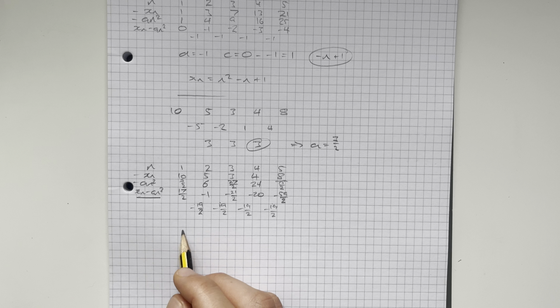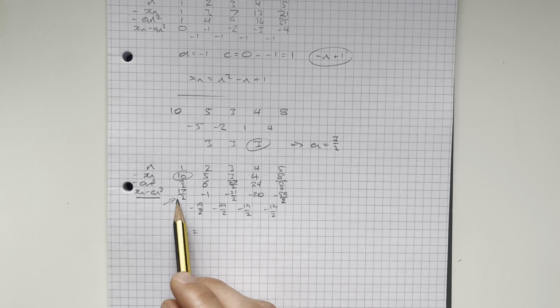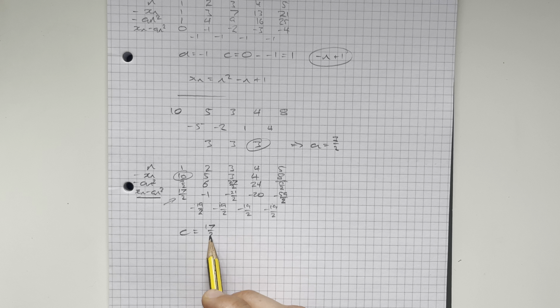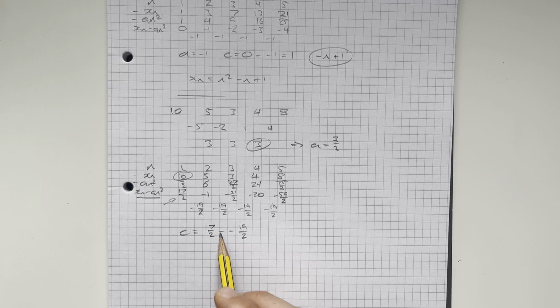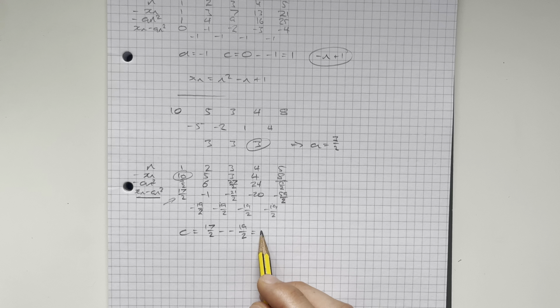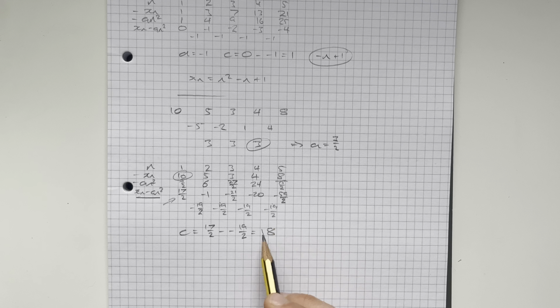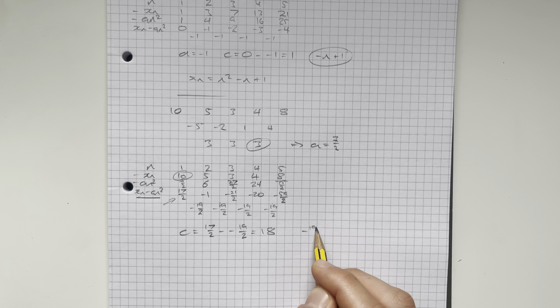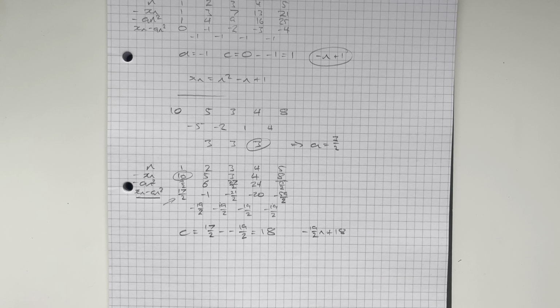So now let's think about what the c value is going to be. C is equal to the first term in this row, because we're looking at this arithmetic sequence now. It's 17 over 2 minus the common difference, so minus negative 19 over 2. This becomes a positive. 17 plus 19 equals 36. Divide that by 2 and we get 18. So overall, the arithmetic sequence we just found was minus 19 over 2 n plus 18.